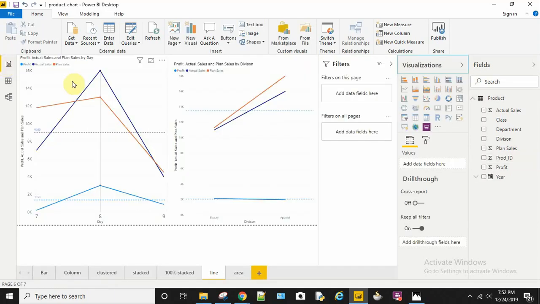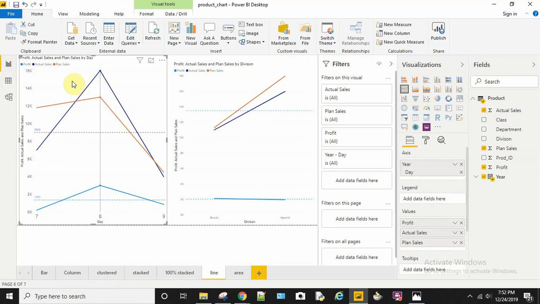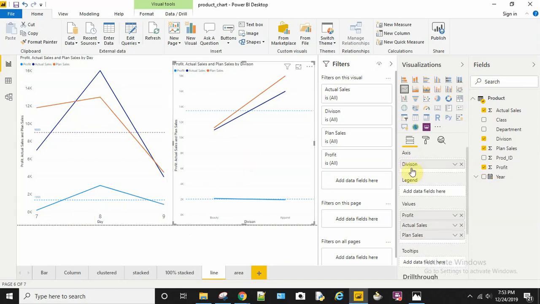So let's move on to this report. Here, as I said, a line chart is used to visualize multiple measures. So here the measures which I have used is profit, actual sales and planned sales. It can be compared across a continuous time dimension. So I can see there is a day dimension here. And the second chart which I have is across a category, that is dimension.